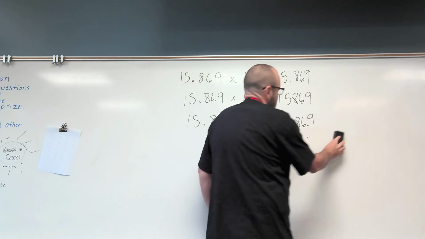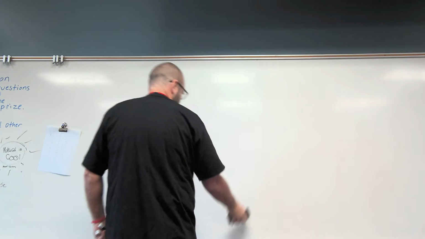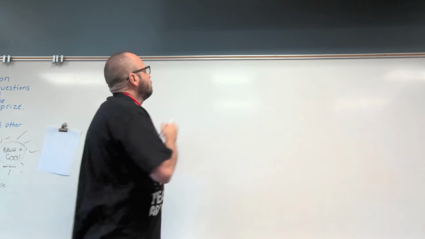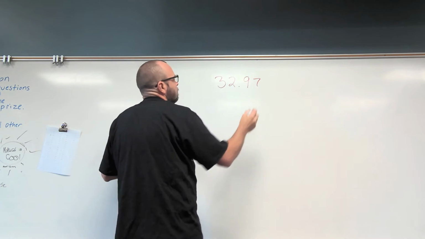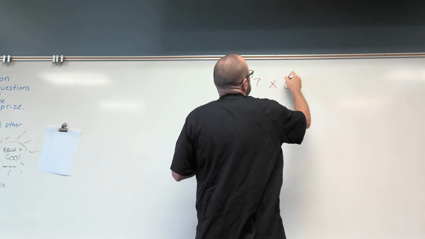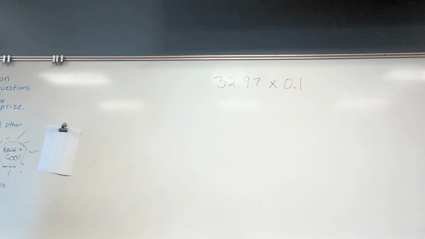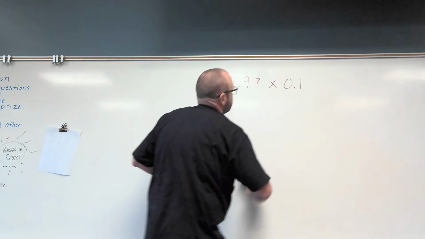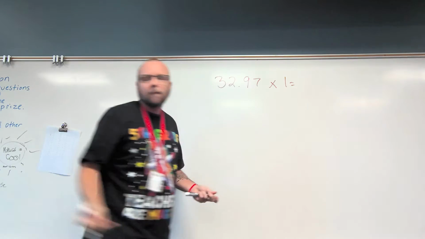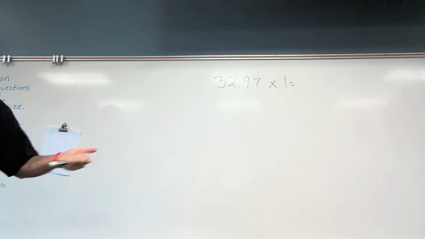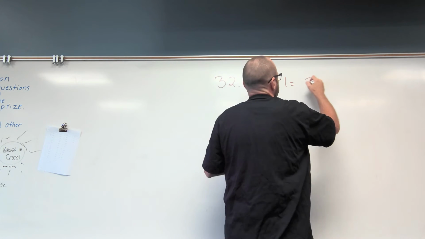But wait, there's more. If we did 32 and 97 hundredths times 1/10, well, let's do it times 1 first. If I multiply a number times 1, what happens? It's going to stay the same, because I'm only having one group of 32 and 97 hundredths.